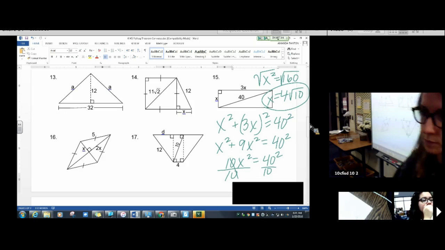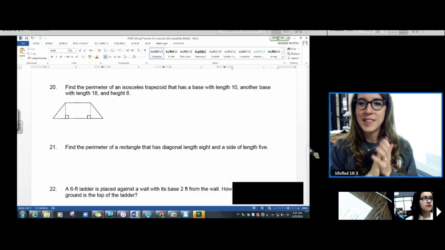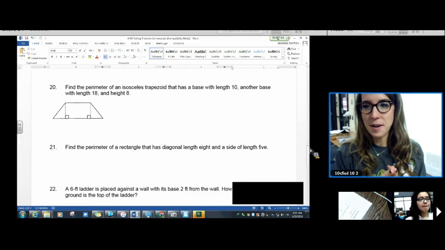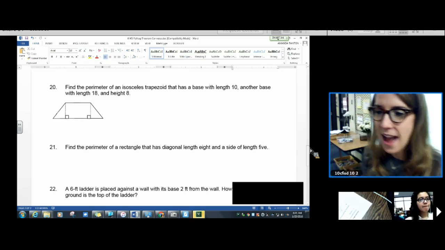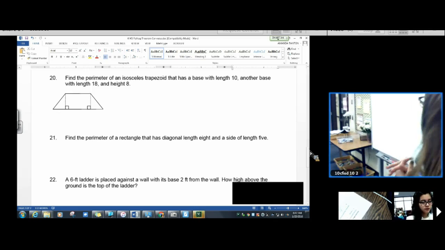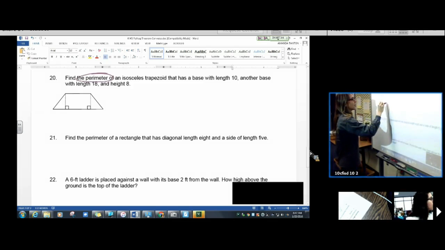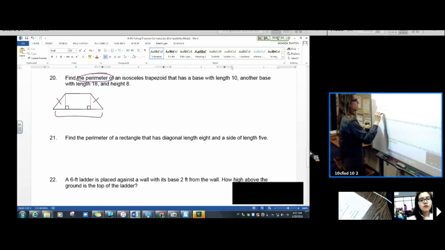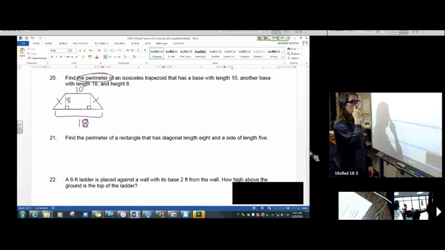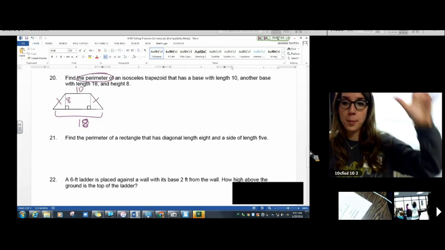Yep. So number 20, you're going to see a lot more when we get to the area and perimeter unit, but why not expose you to it now as well? All right, number 20. So we want to find the perimeter. You already know what perimeter means. It's an isosceles trapezoid, so tick mark, tick mark. This base is 10. The other base is 18, and the height is 8. And we want to find the perimeter.